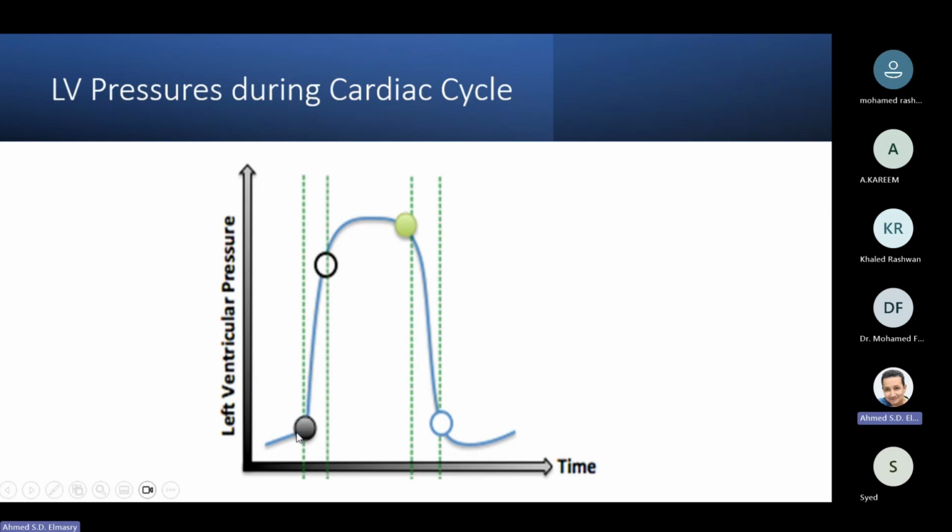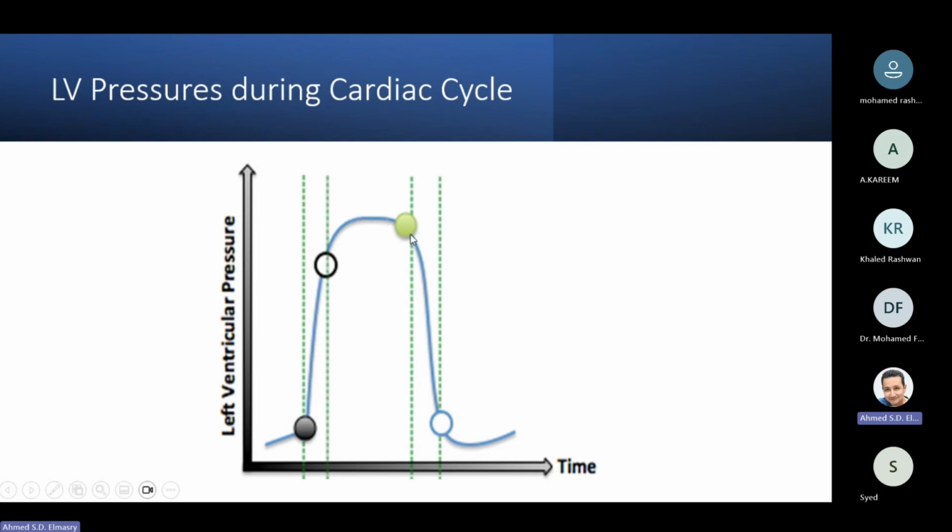Here, the mitral valve will start the closure. After that, the left ventricle will start contraction in the isovolumetric contraction phase. So you will get a rise of the pressure from this point to this point, where the aortic valve will open. The left ventricle will continue to contract, so the pressure will continue to rise till it reaches the maximum here during the ejection systolic phase, which is called the peak systolic pressure.